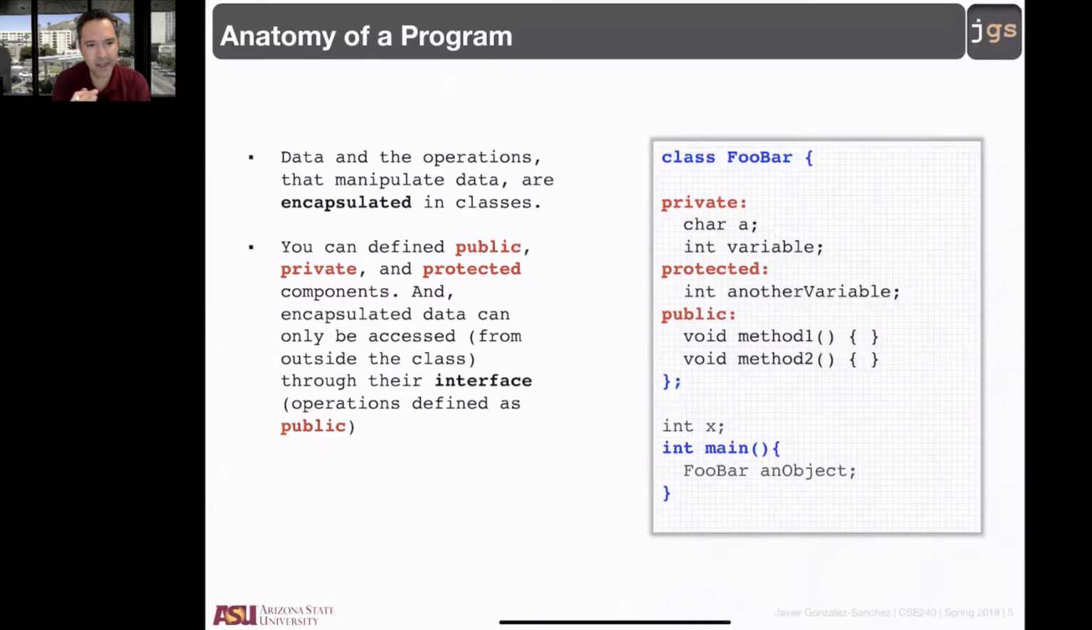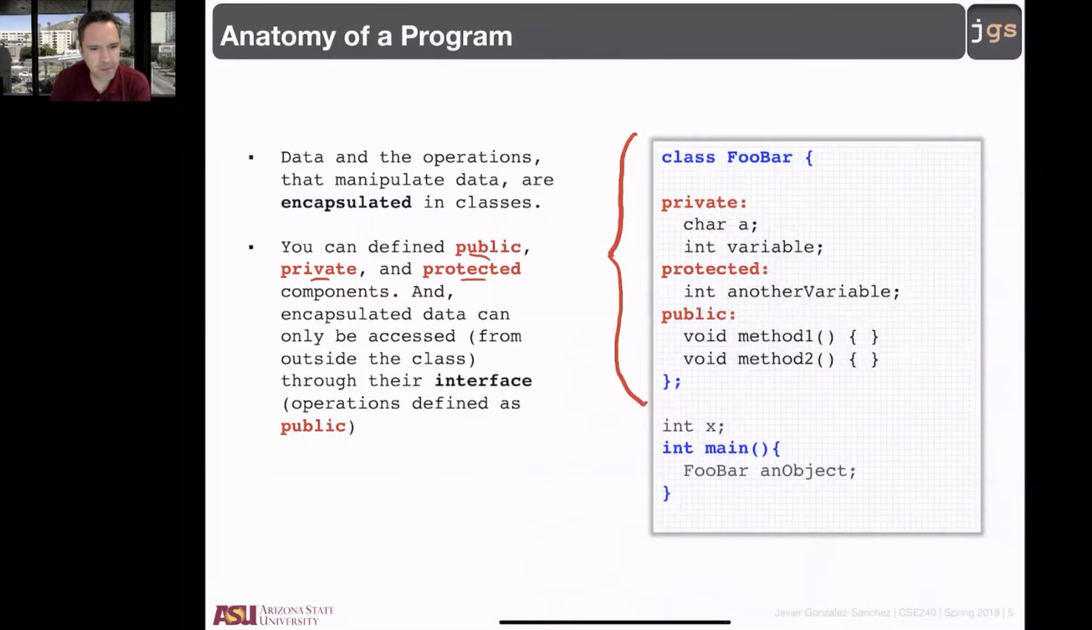Public, private, and protected. You have the same keywords that you use in Java, in C++. In fact, it's the opposite. Java took this from C++. And only one small change. This is my class.